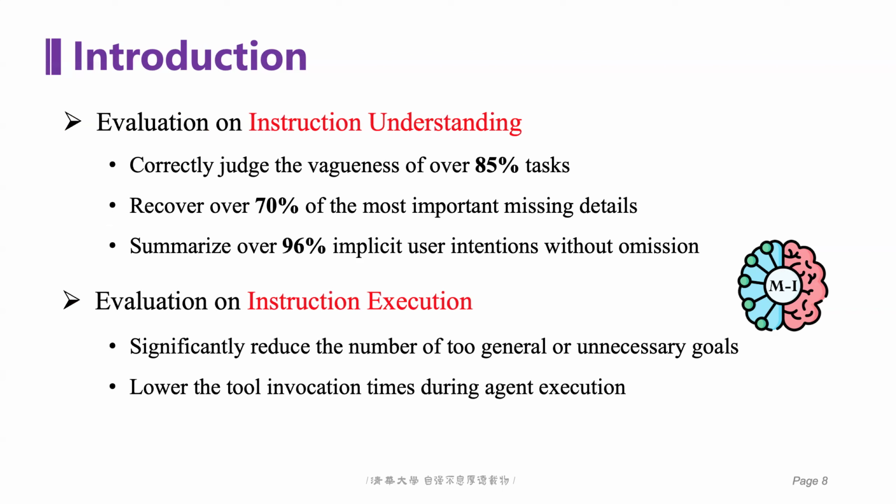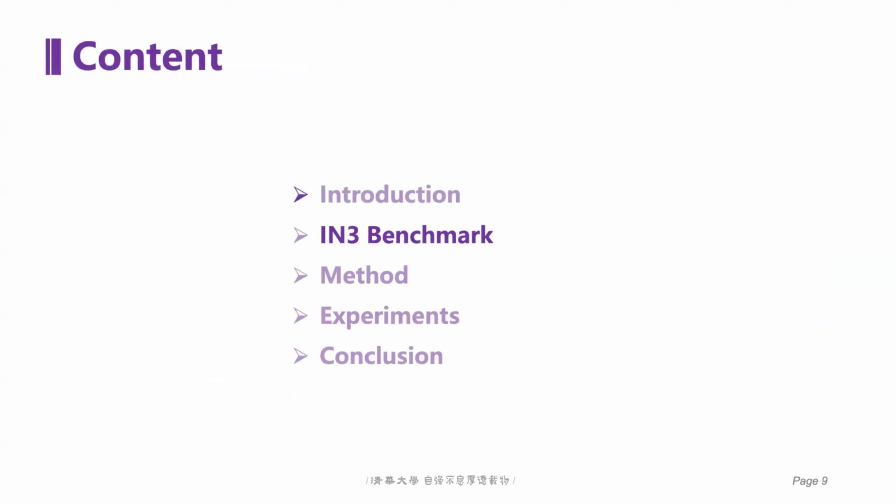So here are some evaluation results. We divide our evaluation into two parts. One is the evaluation on the instruction understanding, that is how to let the agent clearly understand the user task. And next is, after understanding this task, how the agent carries out this task. So this is through the evaluation on instruction execution. Okay, so I will talk about these in more detail from here. The introduction is only a very brief overview.